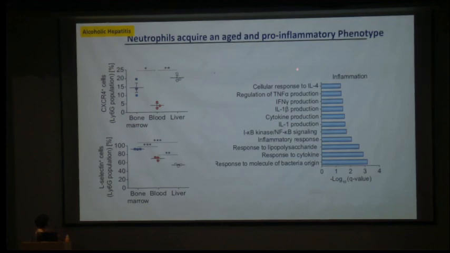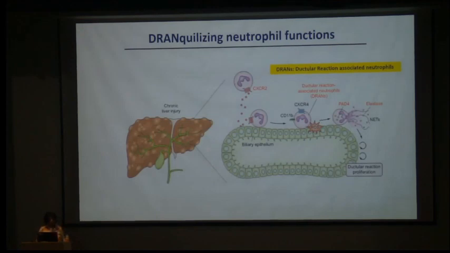And they have found that these neutrophils, as I already told you, have the pro-inflammatory phenotype with more of IL-1 beta production and TNF alpha. So they summarized what happens in any chronic liver injury, in CLD, when the ductular reaction happens: neutrophils acquire more of CXCR2 and less of CD62 ligands. They acquire more of CXCR4 and start producing ROS.